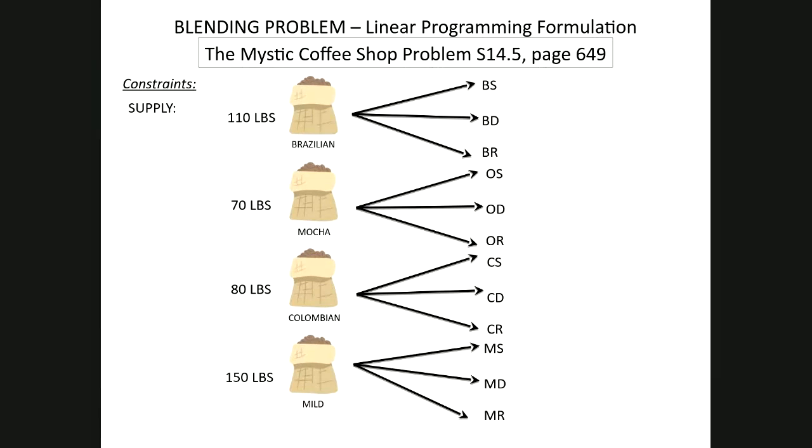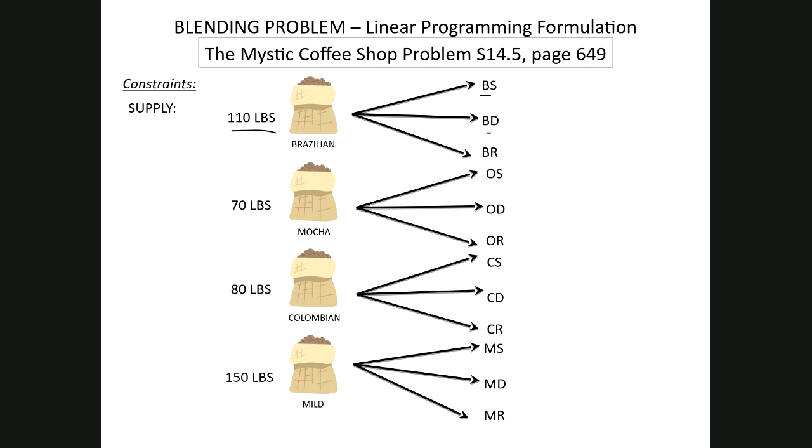All right, now we're going to look at some constraints. And the first one are the supply constraints. And again, this is exactly what we've had previously with our supply constraints with the Seaboard Trucking problem, because we're going to start out and we have 110 pounds of Brazilian. And so our limit is 110 pounds. And that Brazilian can go in either to the special or the dark or the regular.